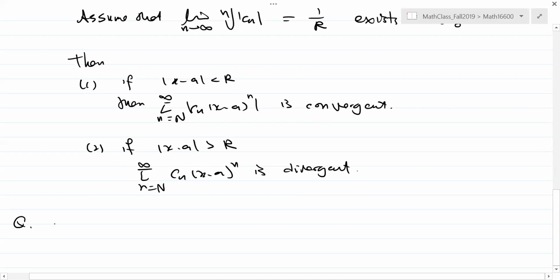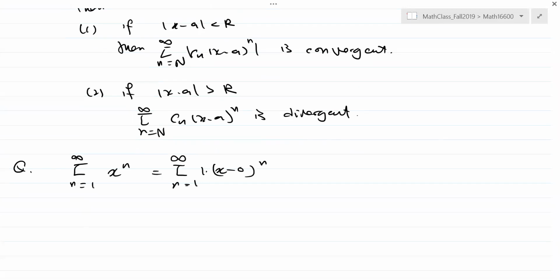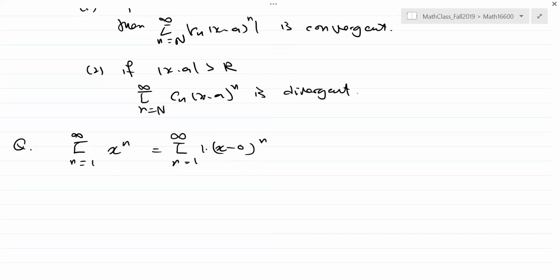We are given the series sum of x^n. So x^n, x to the power n, means (x minus 0)^n, and the coefficient in front of that is just c_n, which is just 1, right? So this is the power series. We want to determine for what x it is convergent. You can use any test, ratio test, root test, it doesn't matter. So let's use the ratio test.